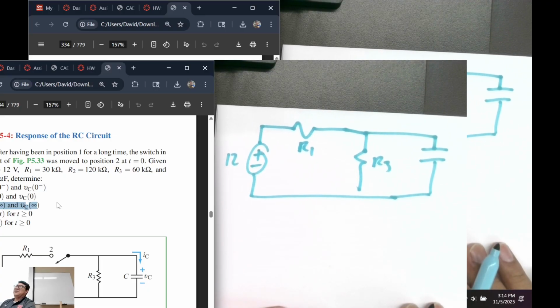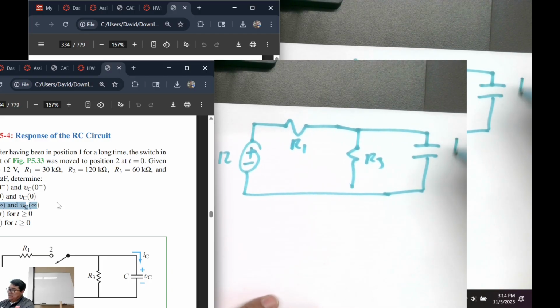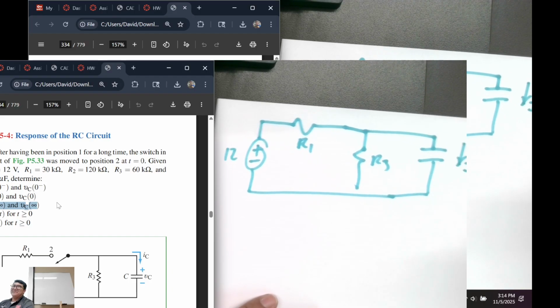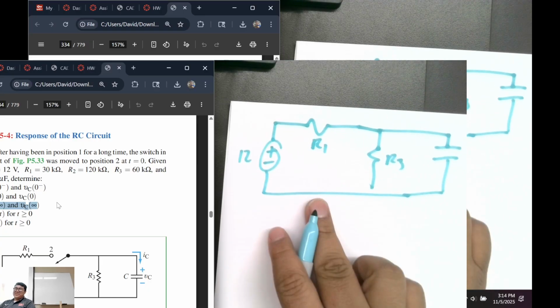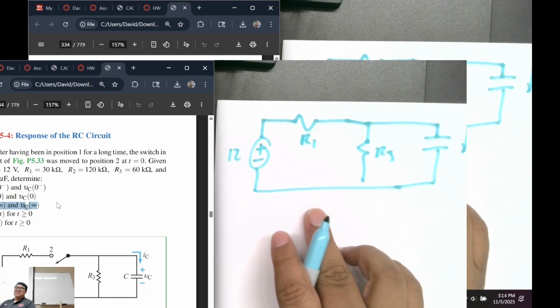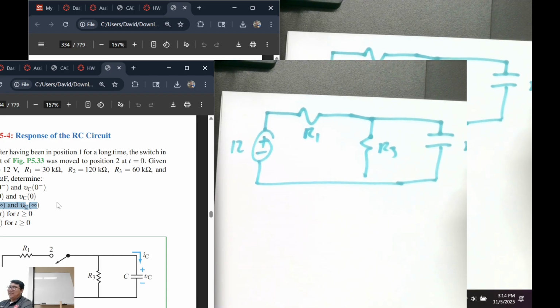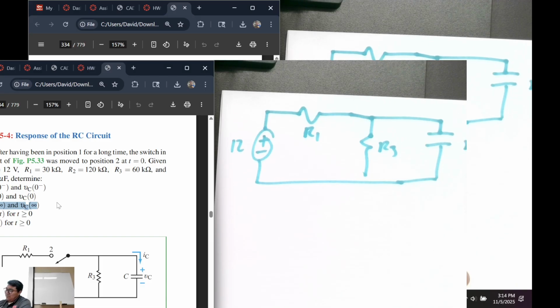So after infinity time, what's the current here? Now we have this circuit, correct? What's the current through this capacitor after infinity time? 0, right? Why? Because it's an open. It's just 2 plates. After infinity time, it's not doing anything. Boom, done. Good.